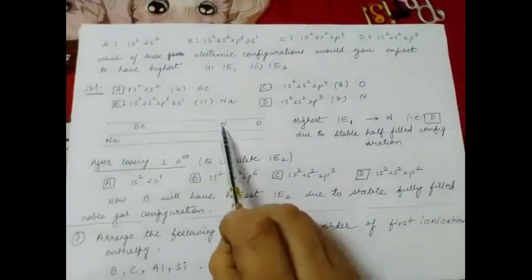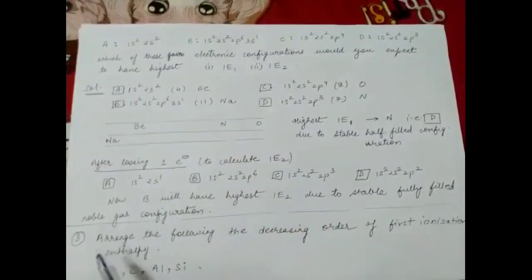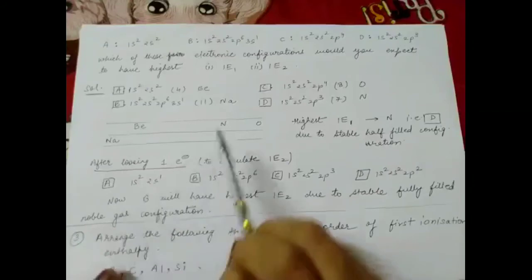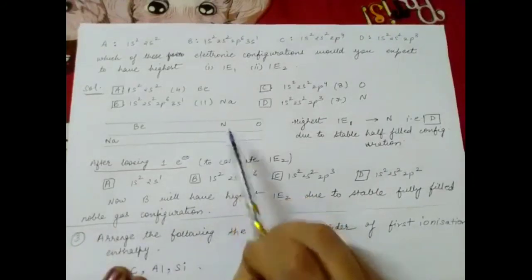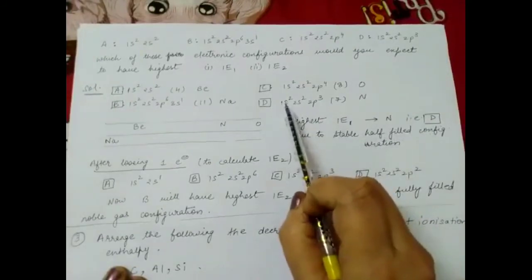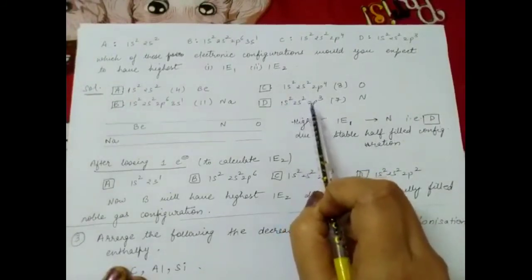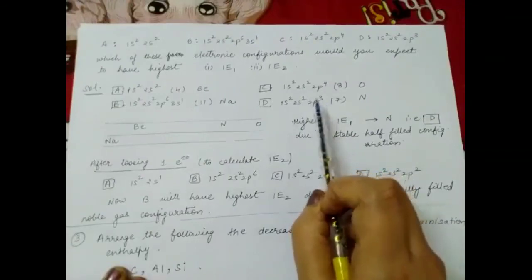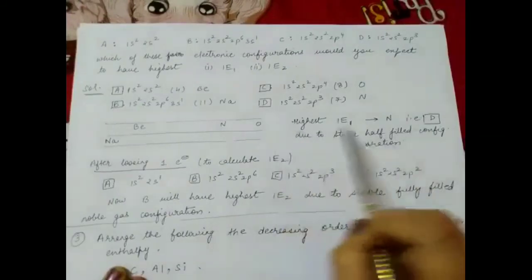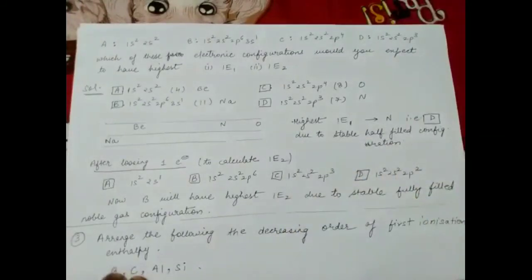But here the answer is nitrogen, because if you remember, we have learned 2 exceptions in a period. Ionization enthalpy of beryllium is more than boron, and ionization enthalpy of nitrogen is more than oxygen. So nitrogen has the highest IE1 because nitrogen has a stable half-filled configuration. See this, nitrogen 1s2, 2s2, 2p3. 2p has a capacity of 6 electrons, but it is half-filled, and half-filled configuration is stable. So which has the highest IE1? My answer is D, that is nitrogen.